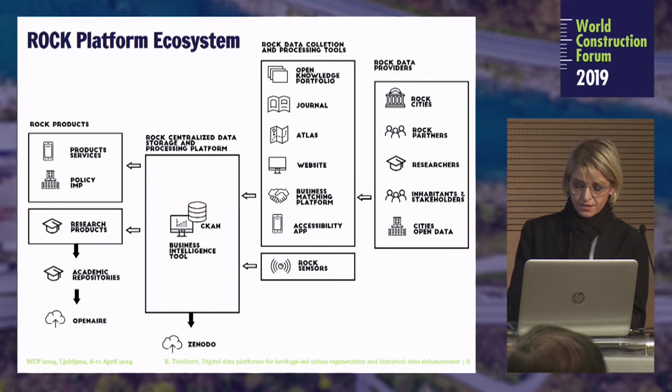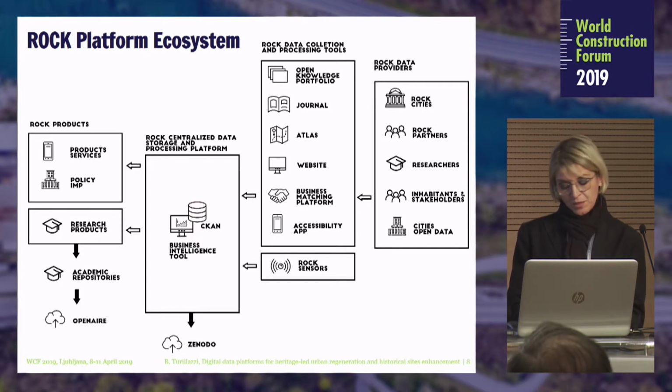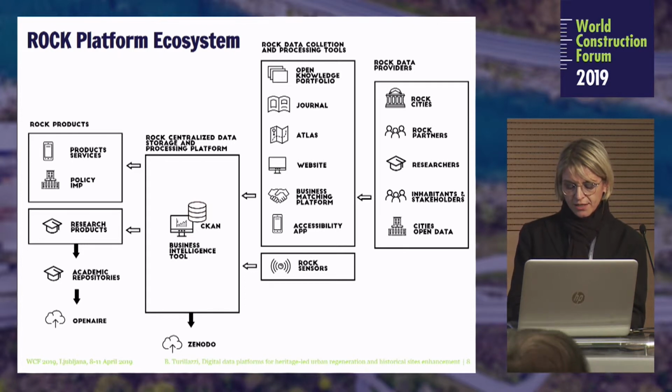Regarding the sensors, ROCK tests urban analytics technologies and smart city sensing tools, such as crowd flow monitoring sensors, video neural analytics, and indoor and outdoor microclimate analysis. Finally, the ROCK interoperable platform is where the data taken from the various tools are pushed in. The platform then puts together the data and makes elaborations visualized through the business intelligence tool.